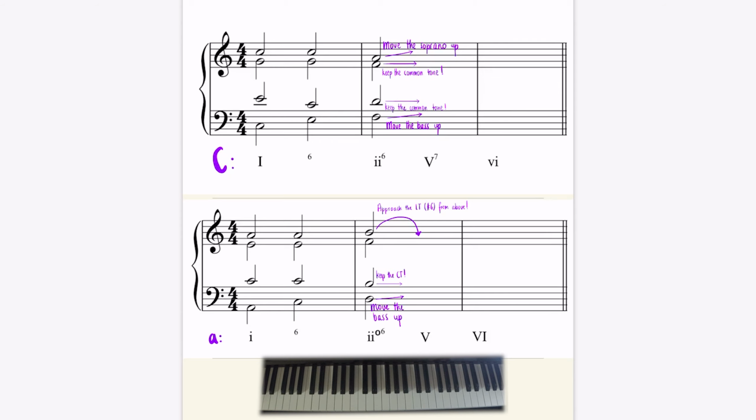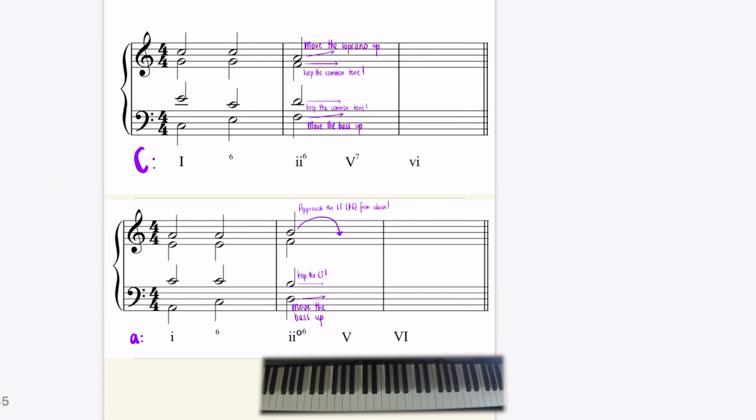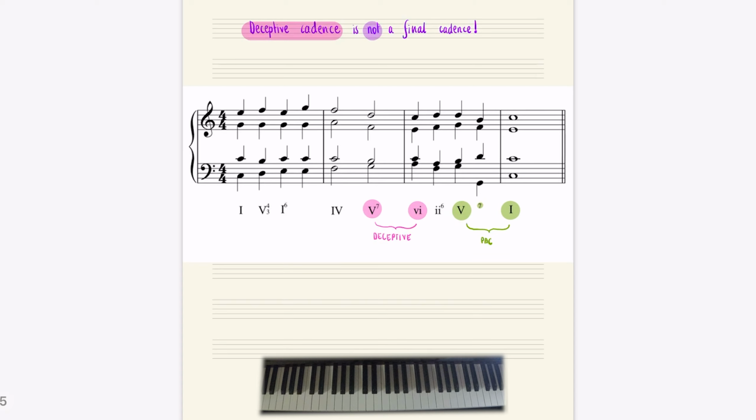The deceptive cadence is not a final cadence. Listen to the following example, which shows you how chord 6 is used to expand a phrase. We start on the tonic and we expand it to 1/6.